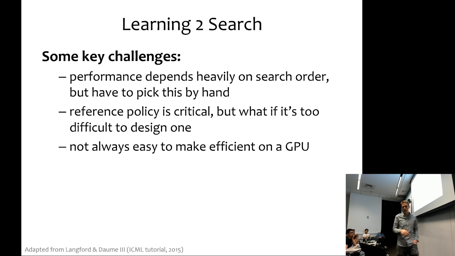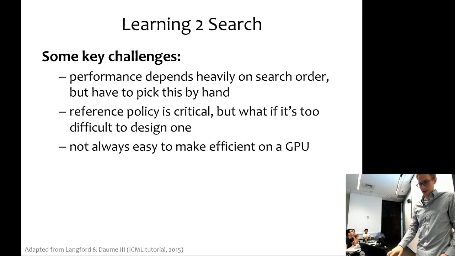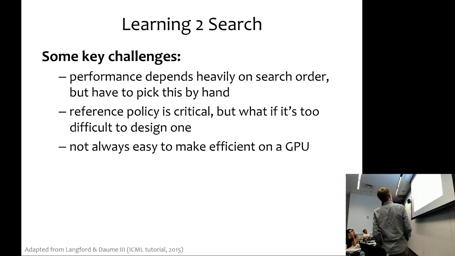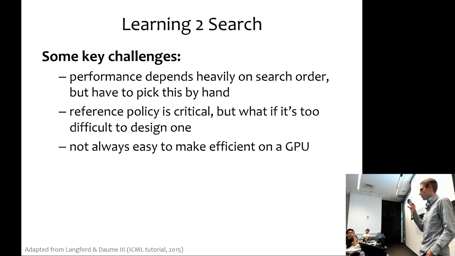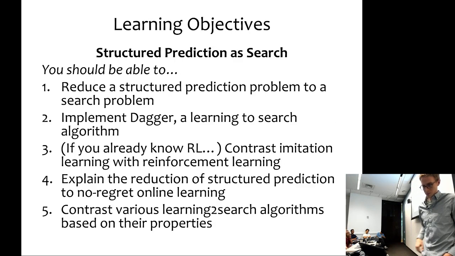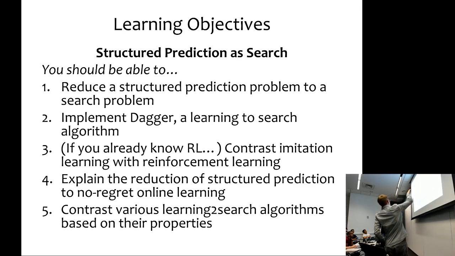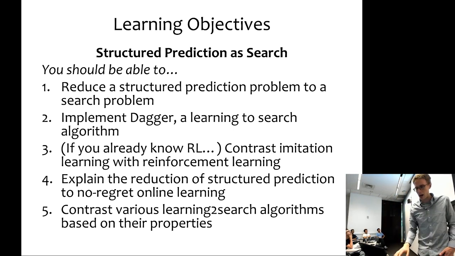Having an oracle that does that might not be obvious. And then lastly, this does pose some difficulties for making things efficient on a GPU, which will be important for the deep network scoring functions that we're about to talk about. Okay, so these are learning objectives outlining some of the things that I hope you'll be able to walk away from this section of the course with, with the caveat that number 3 is only relevant if you have already seen reinforcement learning.